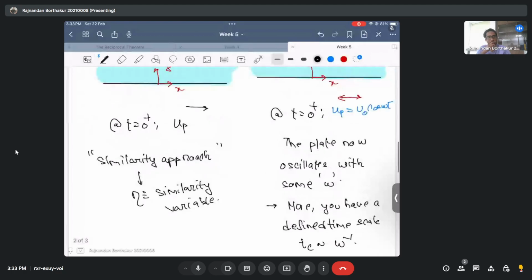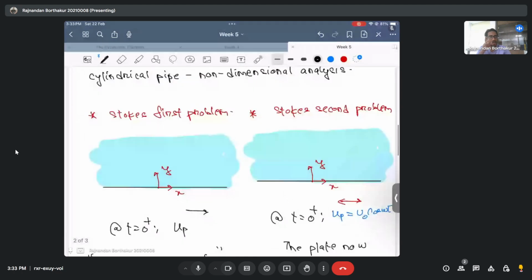That's the idea. So in the Stokes second problem, since you have a defined time scale, you no longer need to use the similarity variable, and what you seek is something known as a time periodic solution. That is, you will ignore the initial transients, and you are assuming that the motion of the fluid will also be oscillatory, just like the motion of the plate, but they will have a phase difference.